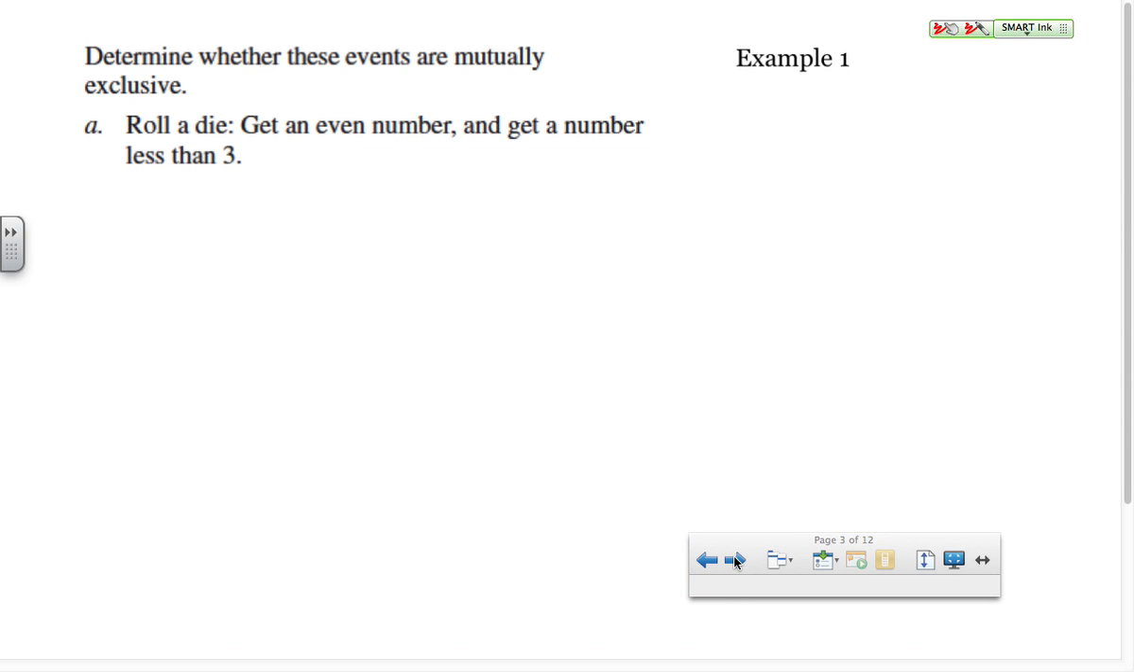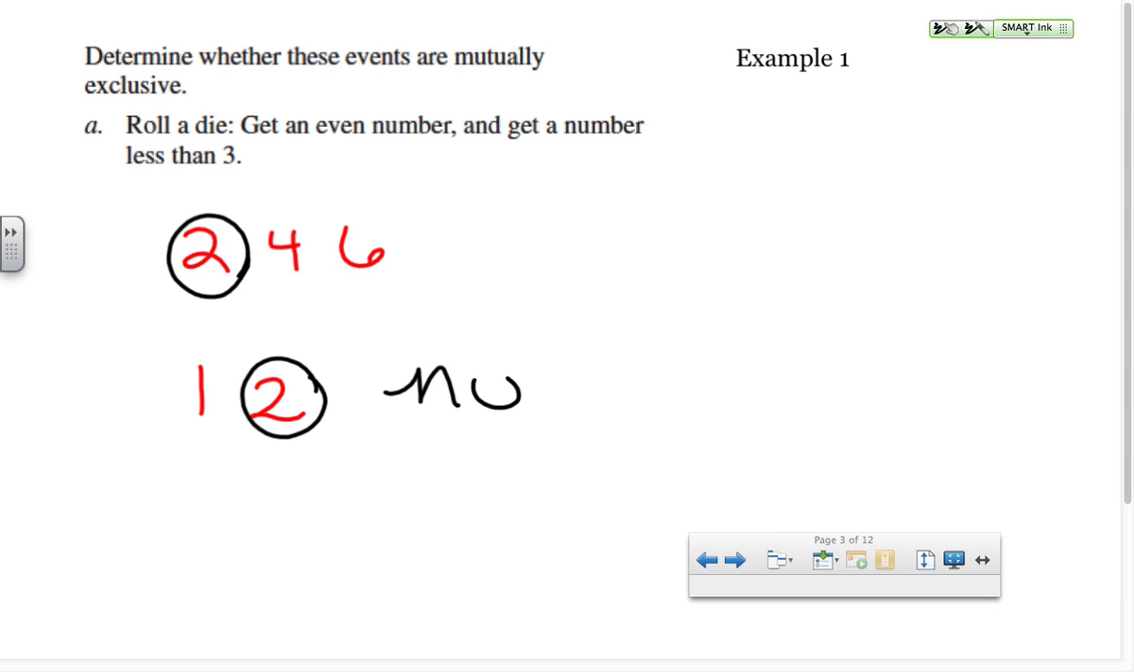Okay, so the first example question is how to tell if something's mutually exclusive or not. So if we roll a die, and we want to say getting an even number and getting a number less than 3, well, let's look at what our sample space is. An even number is 2, 4, and 6. A number less than 3 is 1 and 2. So are these mutually exclusive? Well, you'll notice the number 2 is in both of them. Since the number 2 is in both of them, the answer is no. We are not mutually exclusive because 2 occurs in both sets.